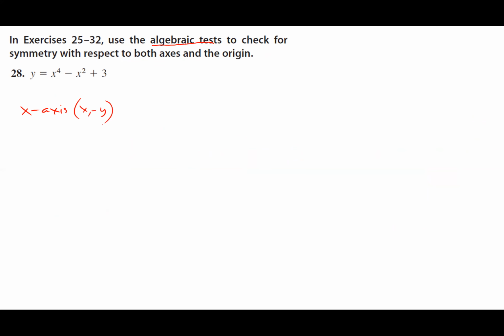I'm going to plug in a negative for the y. If it turns out to be the same exact equation, that means if I put a negative y or positive y, who cares? I still get the same exact equation. Let's see what happens here. So I put a negative in for the y value. Put parentheses here if you like.